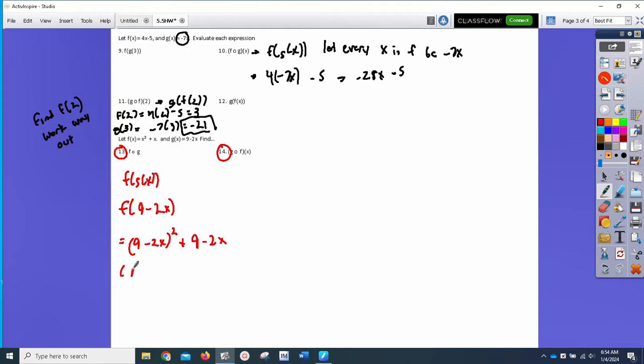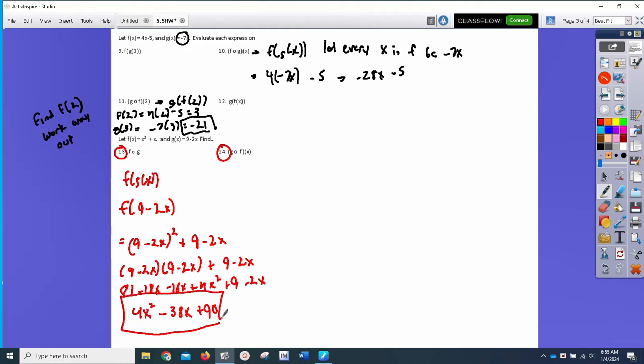Now to square something, I write it twice. 9 times 9 is 81. 9 times negative 2 is minus 18. 9 times negative 2 is minus 18. Negative times a negative is positive. 2 times 2 is 4. x times x is x squared. And I combine like terms. It looks like there's a 4x squared. That's negative 36, negative 38x. And 9 and 81 makes what, 90? I'm not going to do 14.